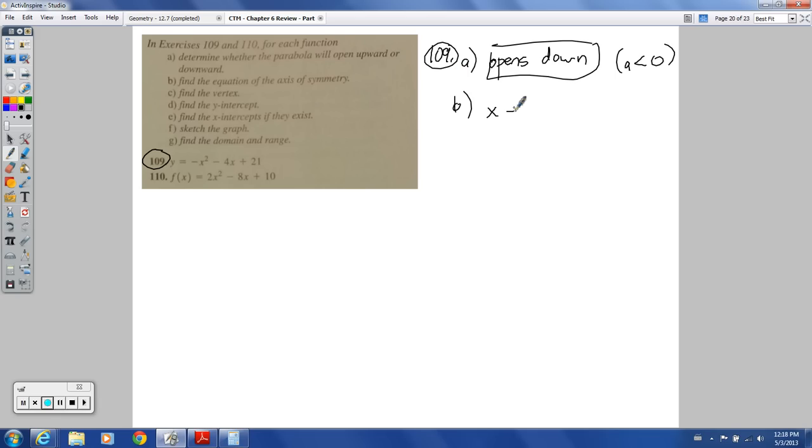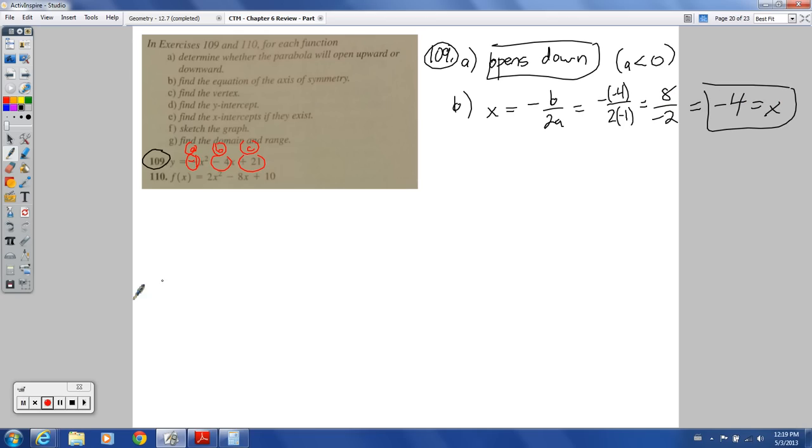Part B, the equation of the axis of symmetry, that was x equals negative b over 2a. So we plug in, what are my a, b, and c values? My a is negative 1. My b value is right here, negative 4. My c value is right there, 21. So I'm just plugging in negative 4 over 2 times negative 1. That would become positive 8 over negative 2. So x equals negative 4 is my axis of symmetry.